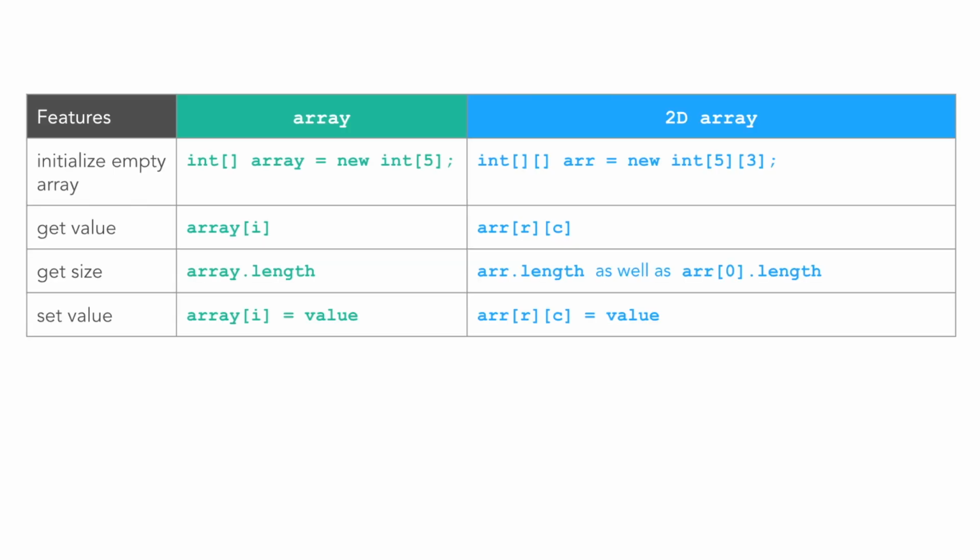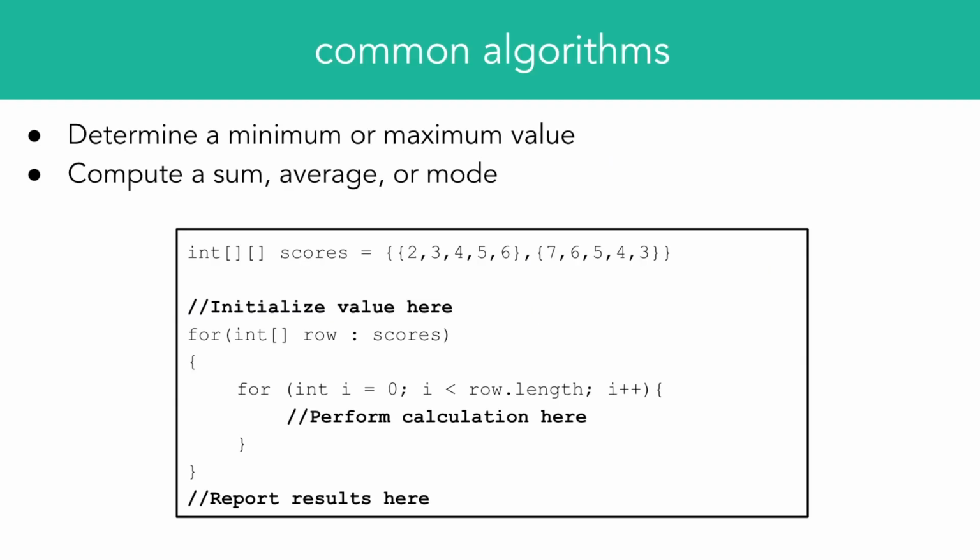We mentioned how arrays and 2D arrays are similar. Pause to review this table. Just like arrays, we can traverse through mathematical computations. We can do so by initializing a value, like sum, before the nested for loops, and then performing calculations on the array values within the inner for loop, so that all values in the 2D array are added to the final calculation. We can then report results after the nested loop is finished executing.